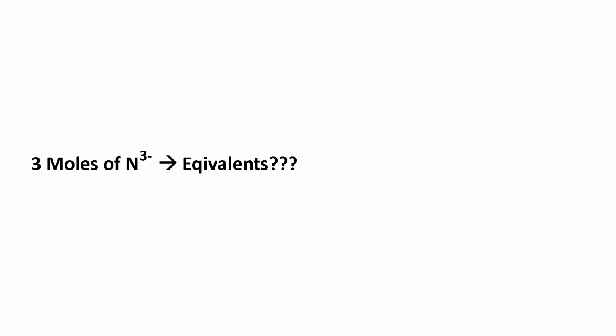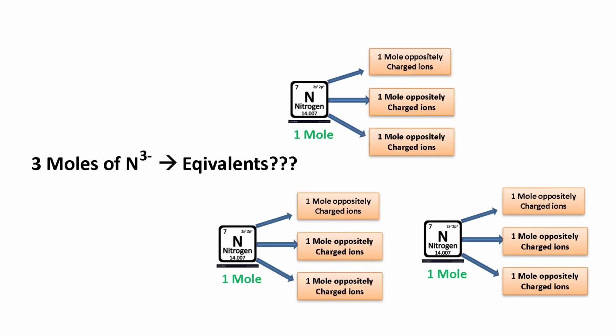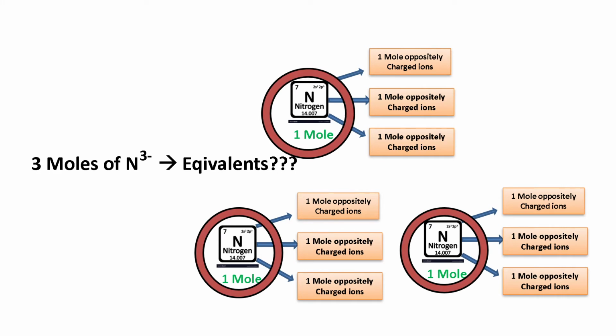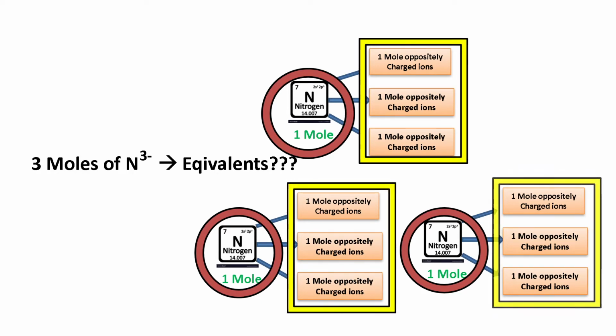Now, can you say 3 moles of nitrogen is equal to how many equivalents? It means we have 3 moles of nitrogen ions, but each mole of nitrogen ion will require 3 moles of oppositely charged ions. Therefore, 3 moles of nitrogen ion will require 9 moles of oppositely charged ions to form 3 moles of ammonia. That means 3 moles of nitrogen is equal to 9 equivalents.